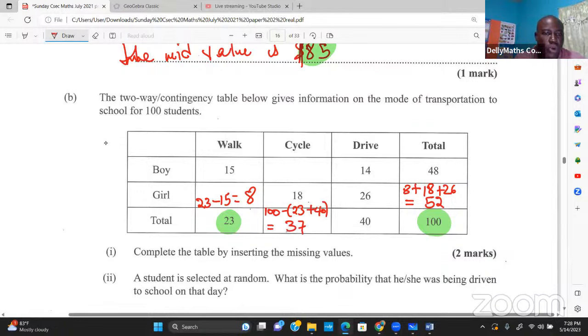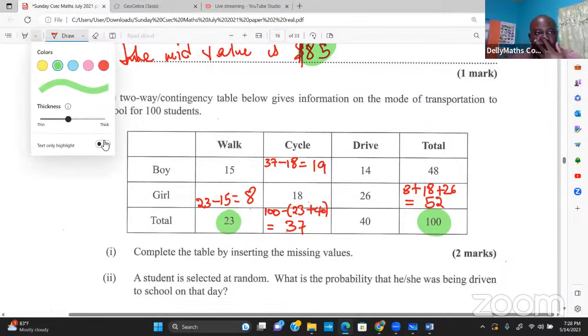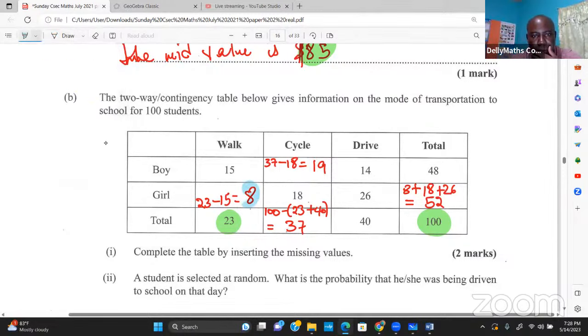And then you could go up now and say 37 minus 18 to get that missing one. You get 19. Yes, sir. I'm going to put all my answers in a different color. I might just put them in blue. Here are the answers.